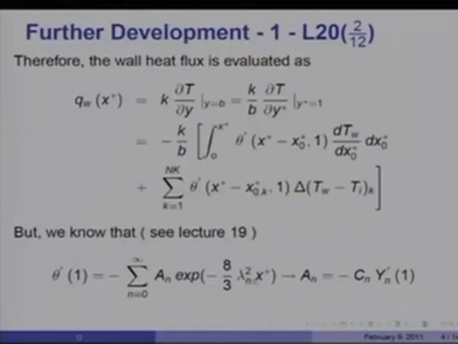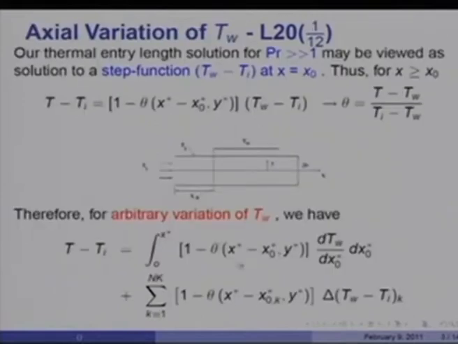So, therefore, the heat flux response would be q w star, and I am now considering the case of flow between parallel plates separated by distance 2b, then q wall x star would be equal to k dT dy at the wall y equal to b, equal to k by b dT by dy star at y star equal to 1, and that would read as theta dash, here is d theta by dy, (x star minus x naught star, 1) where y star is equal to 1, and this will be for the continuous part and this would be for the discontinuous part. This is simply a differentiation of this equation with respect to y.